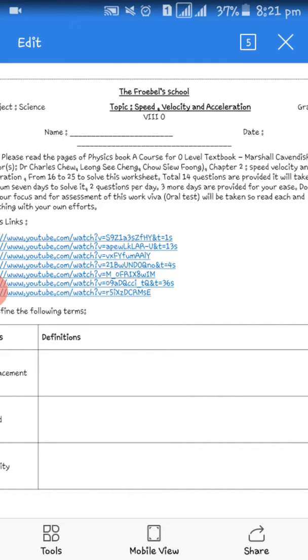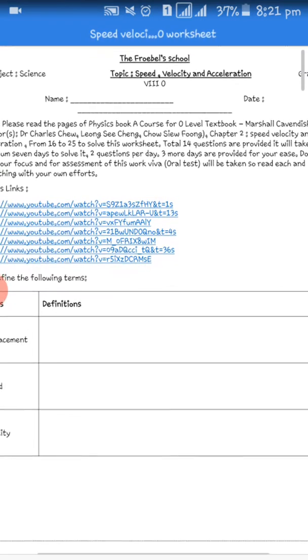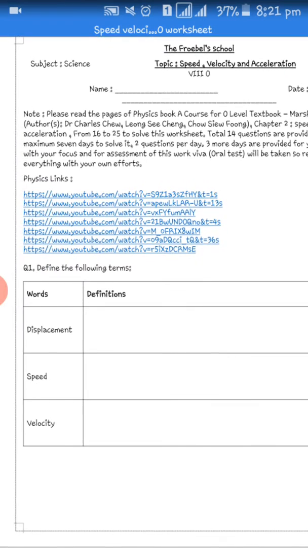This video is basically an extension of the previous video I have uploaded of the basic terminologies of kinematics. In this video, I will help you out with how you can solve the worksheet I have given to you. The worksheet I have opened right now is for 8O class. There are some links which could be useful for you guys.